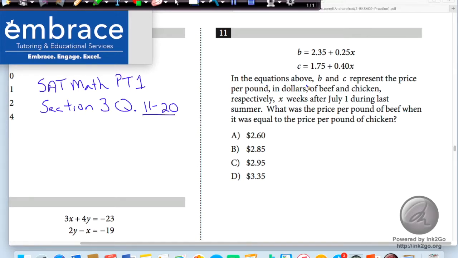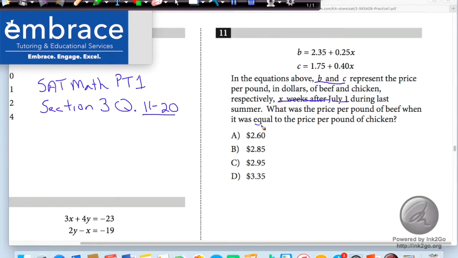It says, in the equations above, B and C represent the price per pound in dollars of beef and chicken respectively. Now, respectively means that B is obviously referring to beef and C is referring to chicken based upon the order that they have. It says x weeks after July 1st during last summer. What was the price per pound of beef when it was equal to the price per pound of chicken?